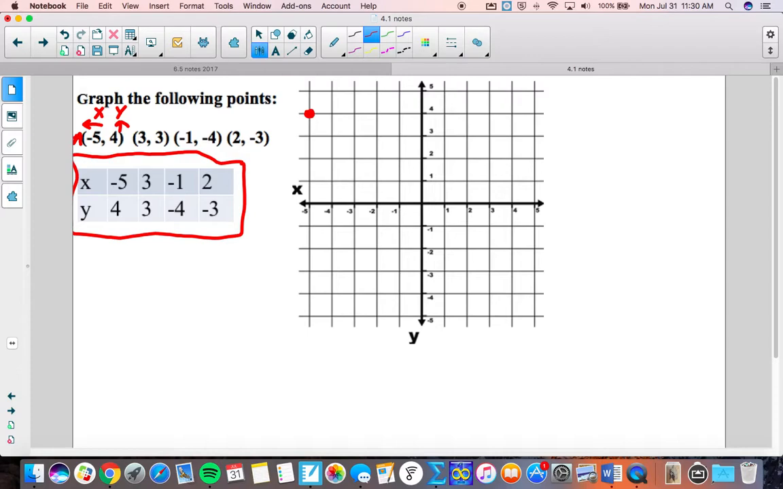By the way, we can name points in geometry. You'll do this a lot. If I call that point A, I can put a letter next to that point. If this next point is going to be B, let's try to graph that. My x value is positive 3, so on the x-axis I'll move right 3. My y value is also positive 3, so I'm going to move up 3. From the origin, right 3, up 3. There's B.